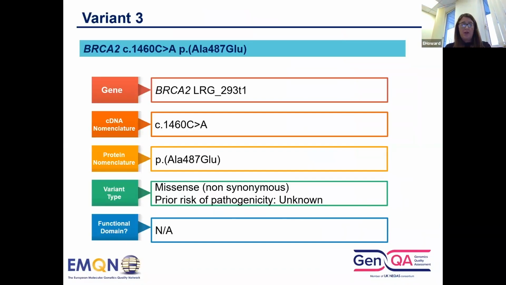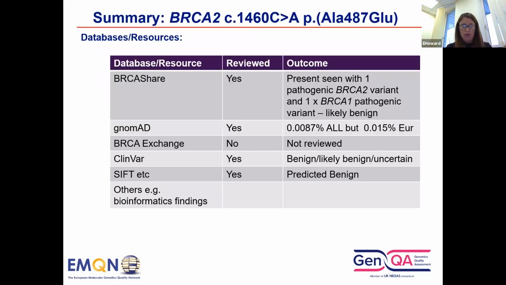So this is the third variant and the final one in the BRCA series. So this is BRCA2 c.1460C>A, p.Ala487Glu. And this is a missense, again, non-synonymous. Prior risk of pathogenicity is unknown. Next slide, please.